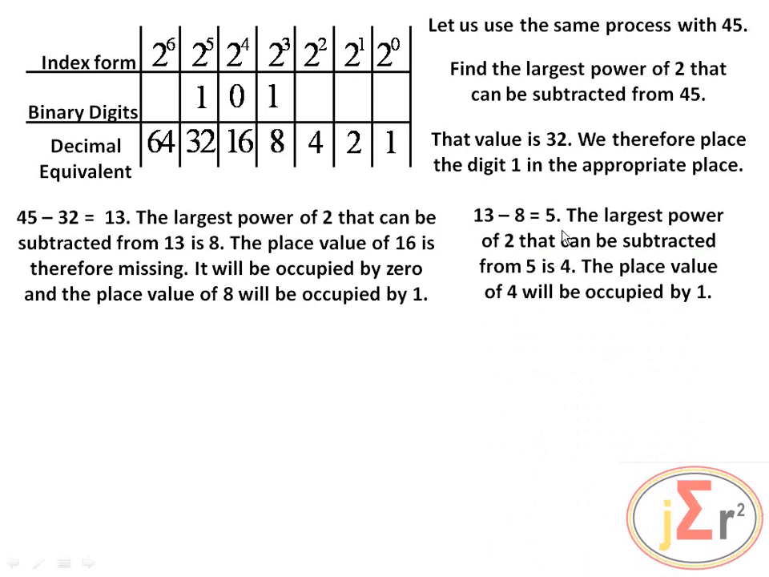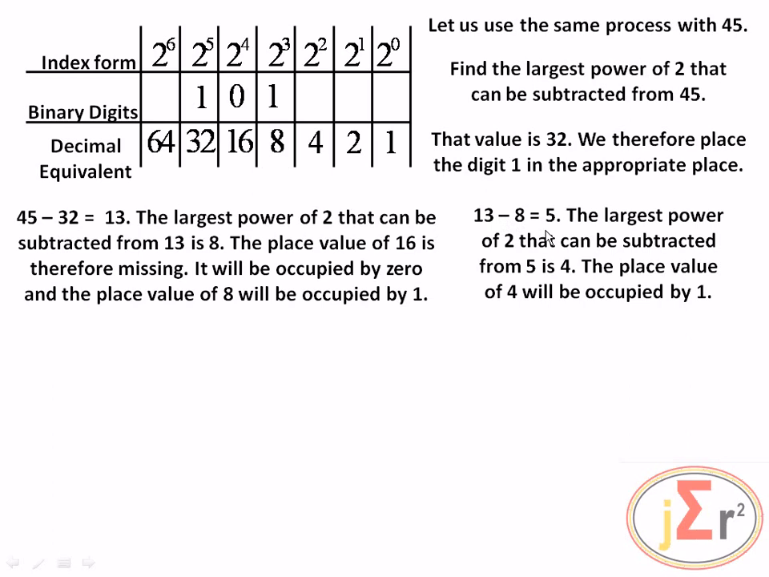So that is what we keep doing all the time. We keep taking away the power of 2 from the remainder. So from 45, we take away the first one, which is 32. We get 13. The next one we can subtract, because we cannot subtract the next one in line, which is 16, is 8. So when we subtract 8, we are left with 5.